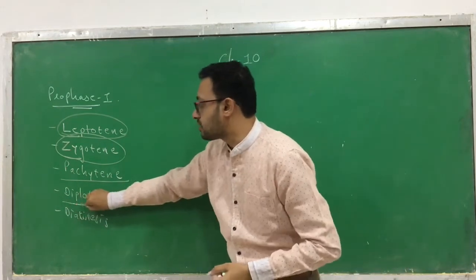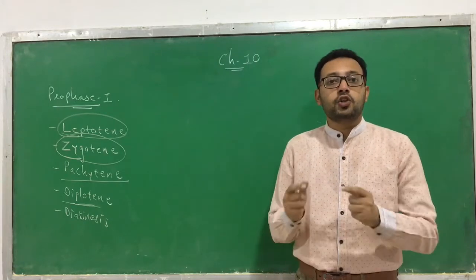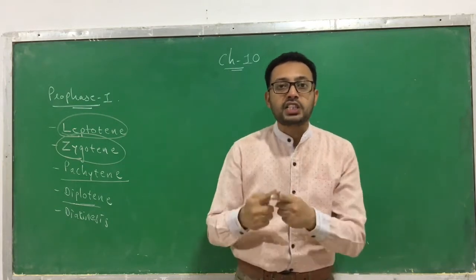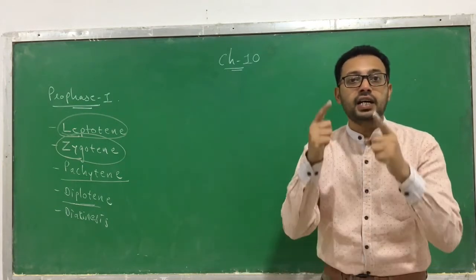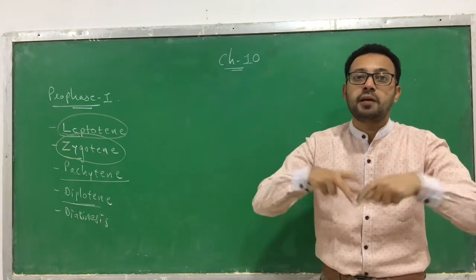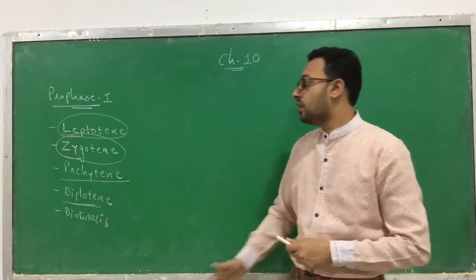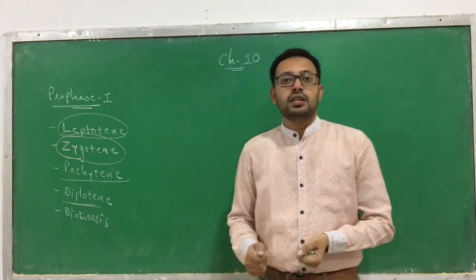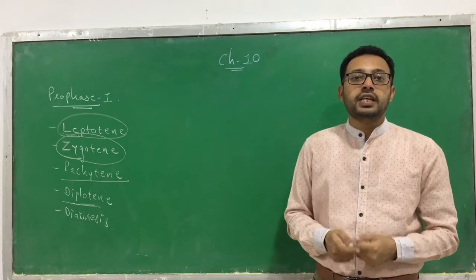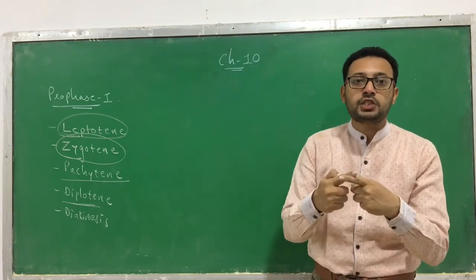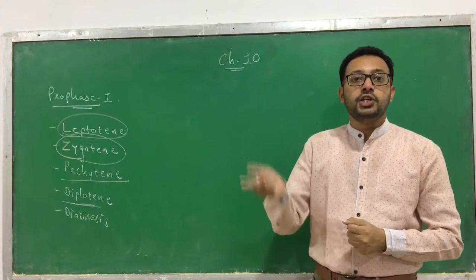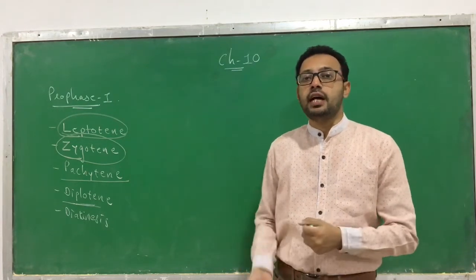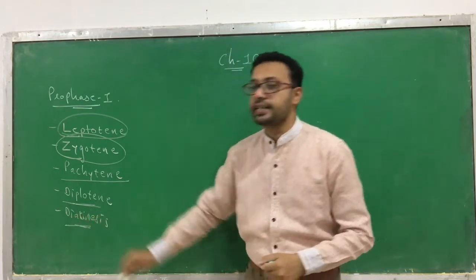Next is the diplotene phase. In the diplotene phase, the chromosomes start to move away from each other, but the association at the chiasmata, or the crossing over at the chiasmata, is still maintained. There is no complete separation of chromosomes. That is the diplotene phase. And in diakinesis, there is a complete separation of chromosomes. Even the association at the chiasmata gets separated. The nuclear membrane breaks off and the nucleolus disappears. This happens during the last phase, which we call diakinesis.